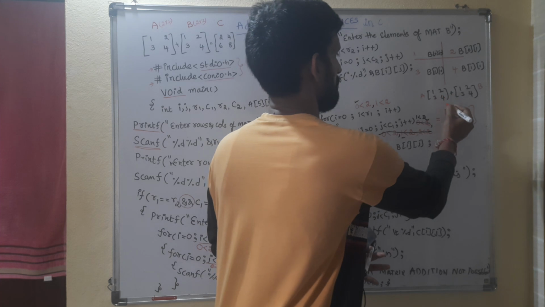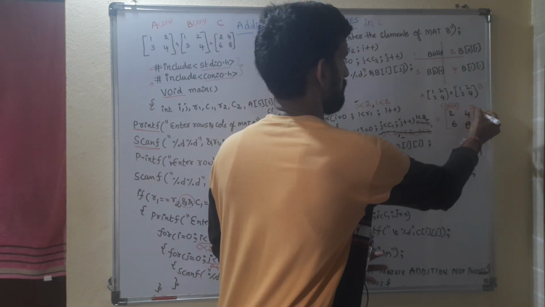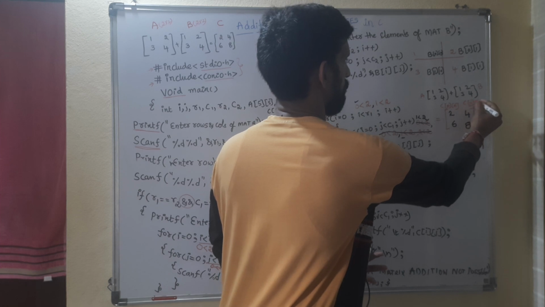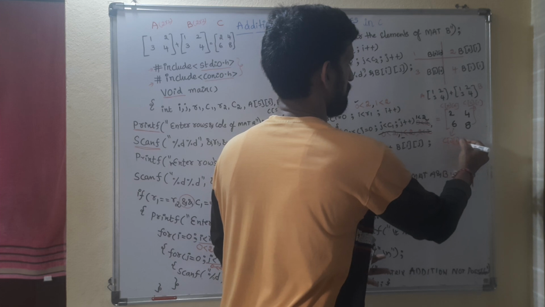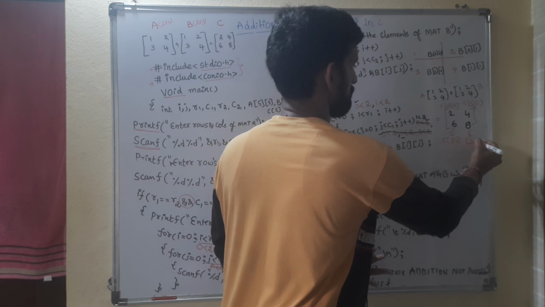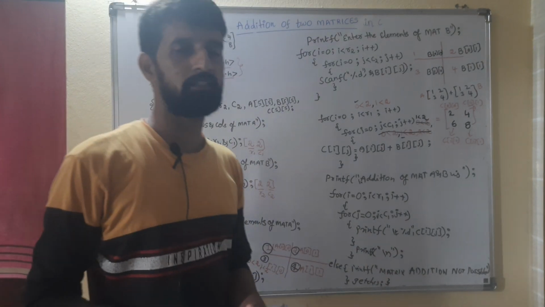So this is C of 0 0, this is C of 0 1, this is C of 1 0, and this is C of 1 1. So this is the way to find out the matrix addition.